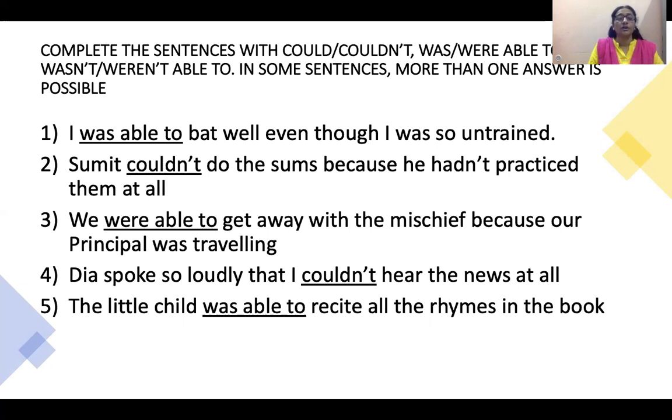Number 4, Dia spoke so softly that I blank hear the news at all. Answer, Dia spoke so softly that I couldn't hear the news at all. Number 5, the little child blank recite all the rhymes in the book. Answer, the little child was able to recite all the rhymes in the book.